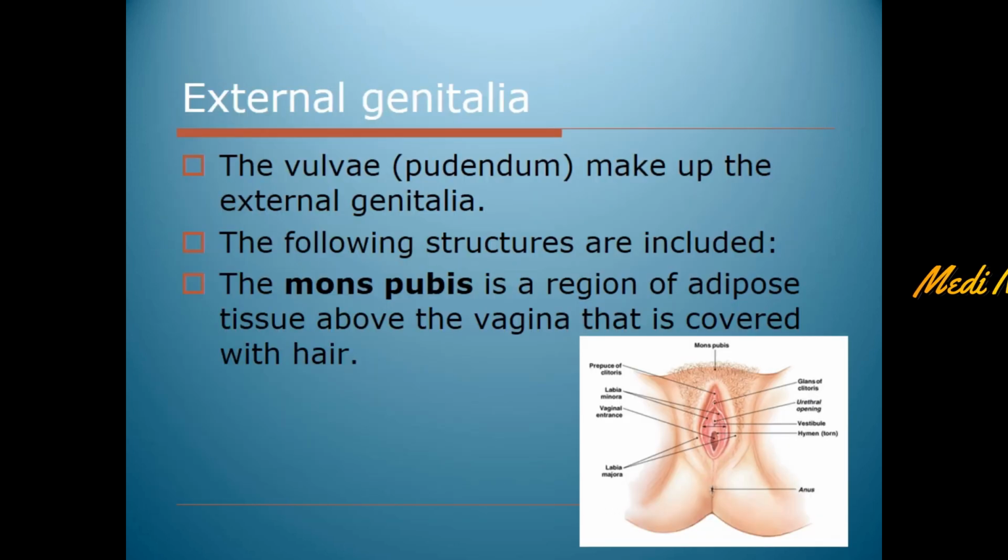Let's see what the external genitalia of the female reproductive system are. There are several structures which form this external genitalia. When we take all these structures together, we call the external genitalia the vulva or pudendum. The first one is the mons pubis. It is a region of adipose tissue above the vagina which is covered with hair.